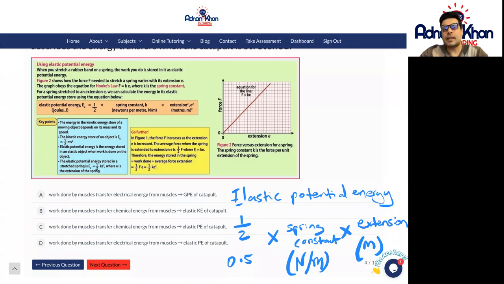So elastic potential energy is always measured in joules, and spring constant is always measured in newtons per meter, which stands for N/m. And the extension itself at the end is referring to the increase in length, and this is measured in meters.